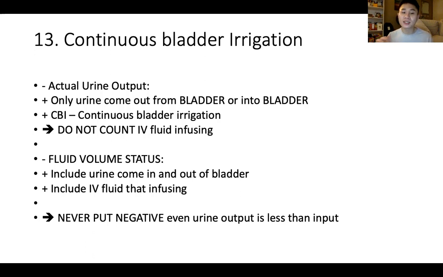If they ask for a fluid volume status, which is the second one here, fluid volume status, we include the urine come in and out of the bladder and also include the IV fluid that is infusing. So we include everything. We never put negative, even if the urine output is less than urine input. You know what I mean? So for example, the patient is totally getting infused 500 milliliter of IV fluid, and they only produce 450 milliliter. That means that they put out less than what we put in. But we never put the negative sign in front of it because it's still urine output, even though it's less than the input. So it's just a number itself. We don't put the negative sign on it, okay?